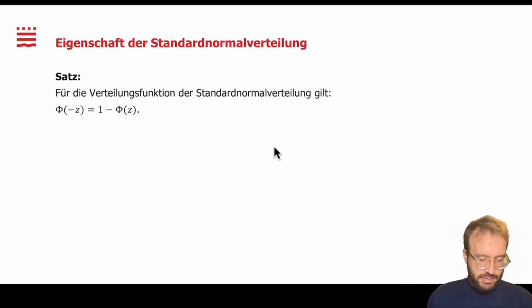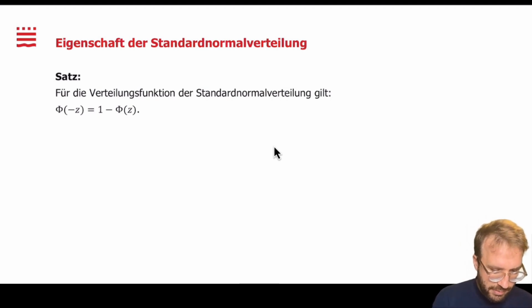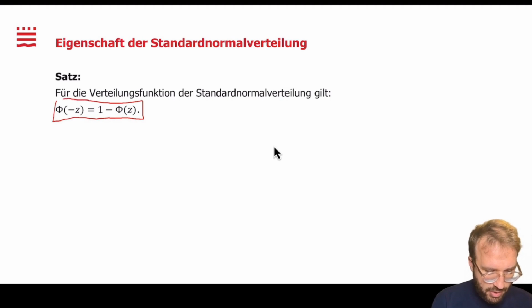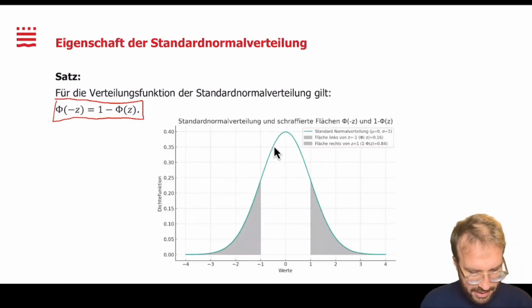Exactly, so we can't calculate big phi, but we can, based on the symmetry properties, for example, prove the following formula: phi of minus z is equal to 1 minus phi of z. And let's think about that for a moment. Why is that the case?